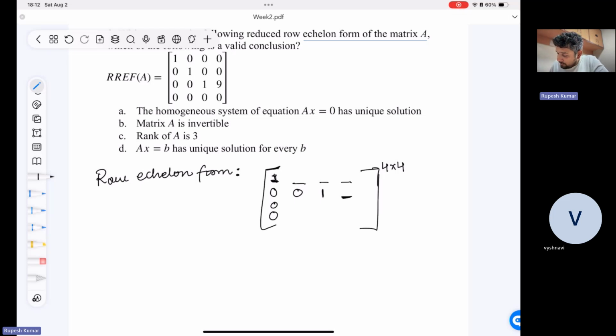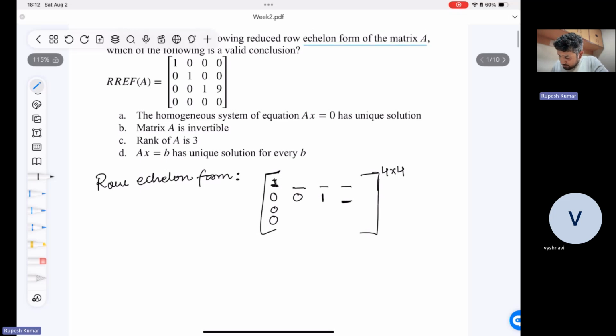So let's say we have this matrix and I'm writing up the row numbers and column numbers. I'm using the blue color to denote the row numbers: row 1, row 2, row 3, row 4, and again column 1, column 2, column 3, column 4. So this is a 4 cross 4 matrix, right? Now we want to fill in the entries, but we know that it is in reduced row echelon form.